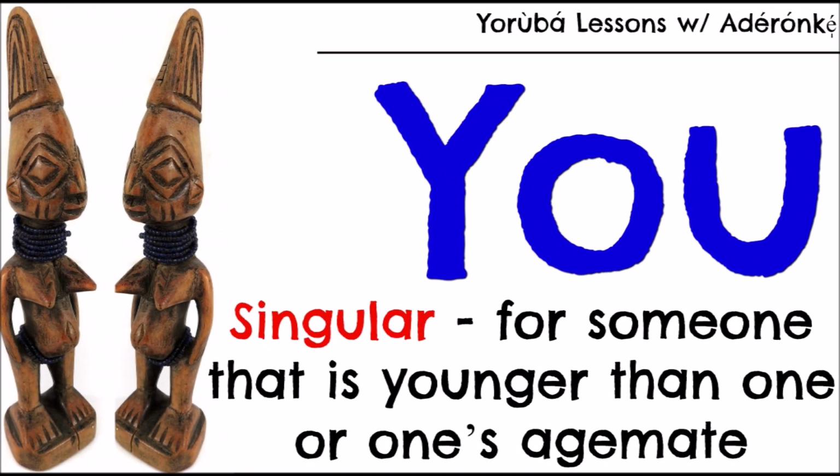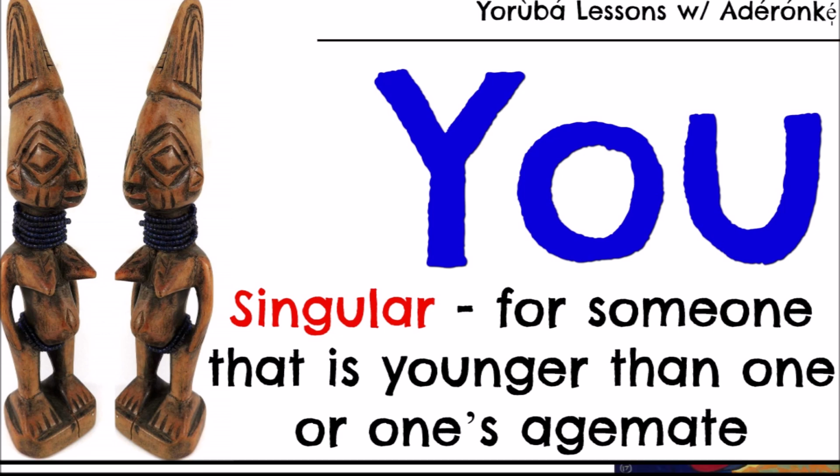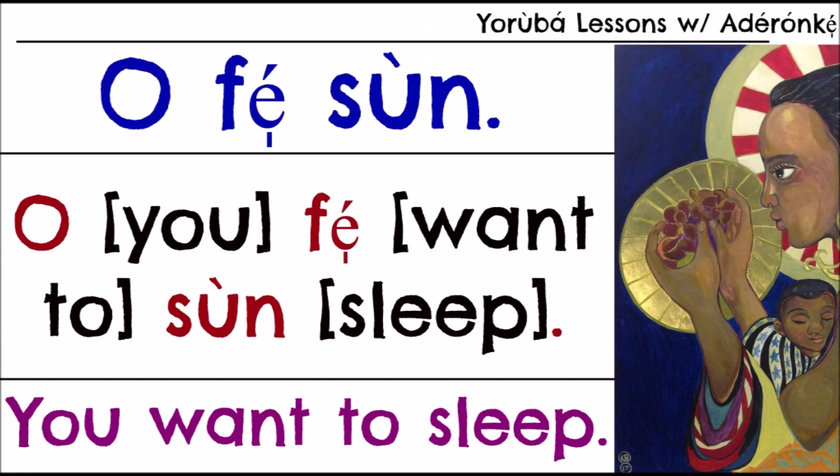The next pronoun that I have is the pronoun you. Now in these example sentences, the you here is for someone that is younger than one or one's age mate. There's a different you that you would use for someone that is older than you or two or more persons of any age. In the future tense, you want to sleep, you would say ó fẹ́ sùn. You want to sleep. Ó fẹ́ sùn. Maybe you're talking to your baby. You want to sleep.